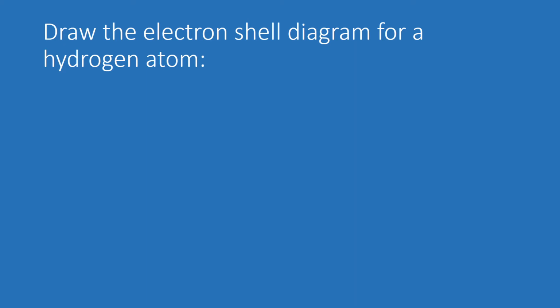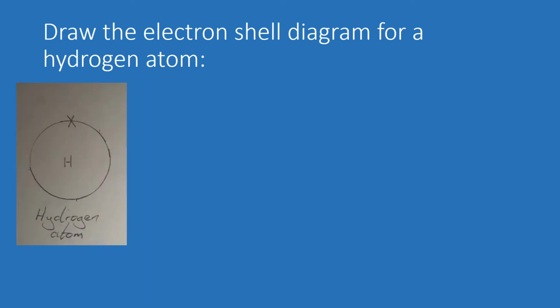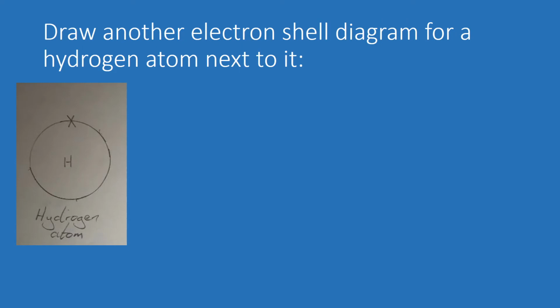Okay, so you should have something that looks like that. So we can see that we've got our outer shell for the hydrogen atom and its single electron present within that outer shell. Right, I'd like you to draw another electron shell diagram for another hydrogen atom right next to it. So we're going to end up with two of these next to one another.